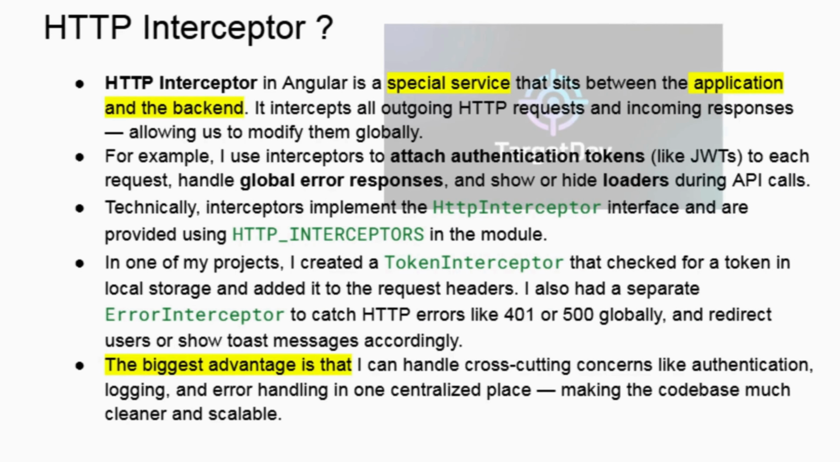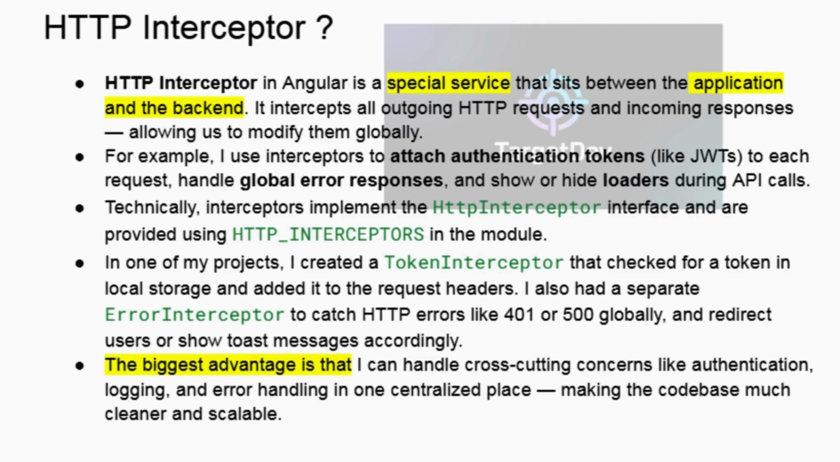HTTP interceptor. An HTTP interceptor in Angular is a special service that sits between the application and the backend. It intercepts all outgoing HTTP requests and incoming responses, allowing us to modify them globally. For example, I use interceptors to attach authentication tokens like JWTs to each request, handle global error responses, and show or hide loaders during API calls.